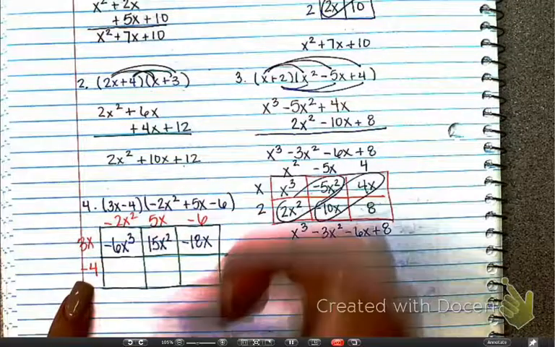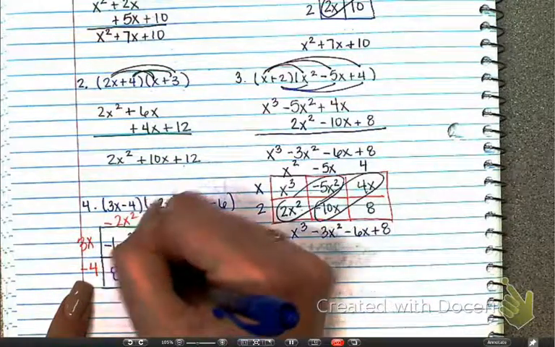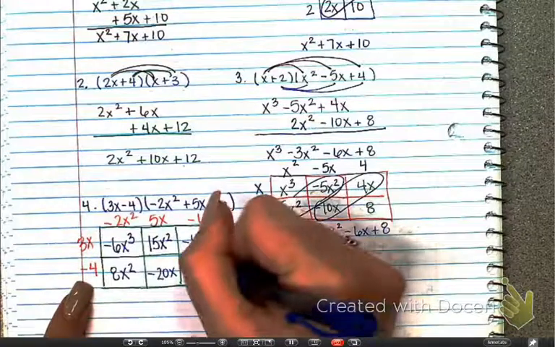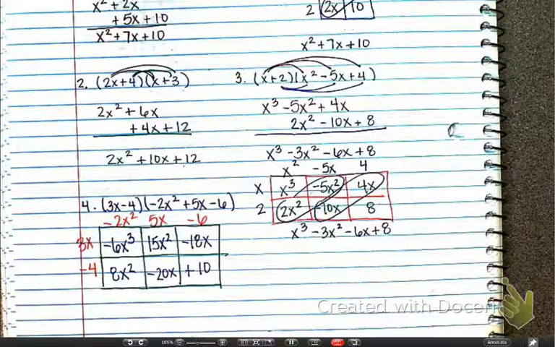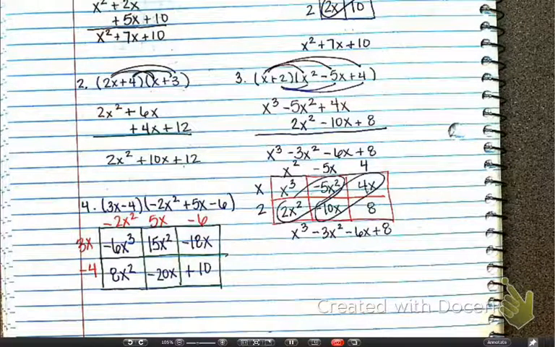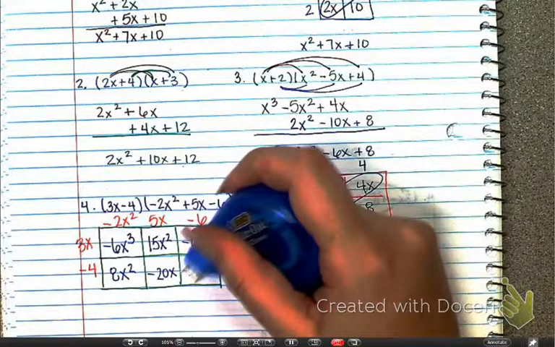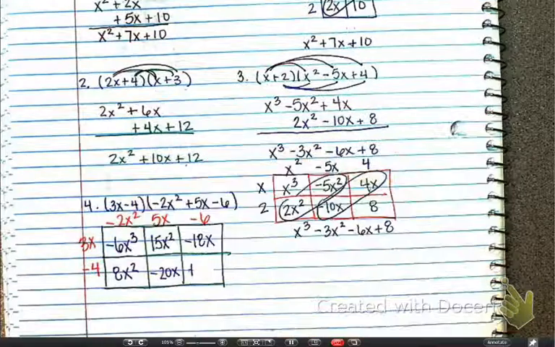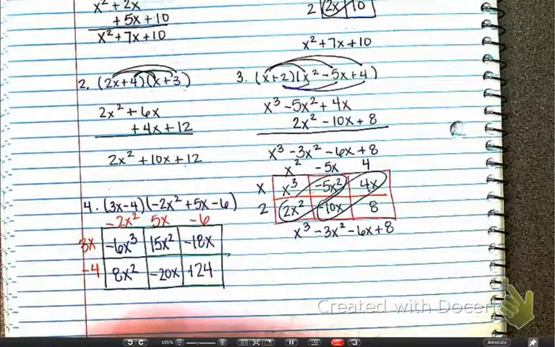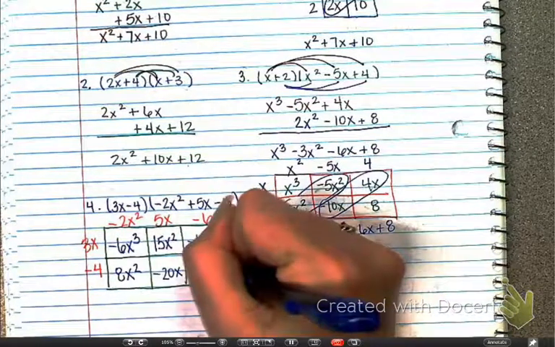Okay, and then when I multiply here, I get a positive 8x squared, a negative 20x, and a positive, not 10, try again, 24. I added. Try again. How about 24? That's it.